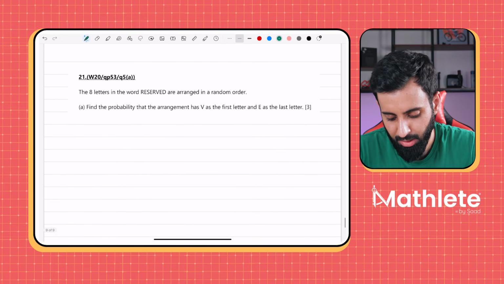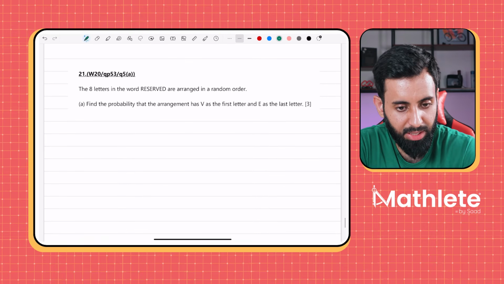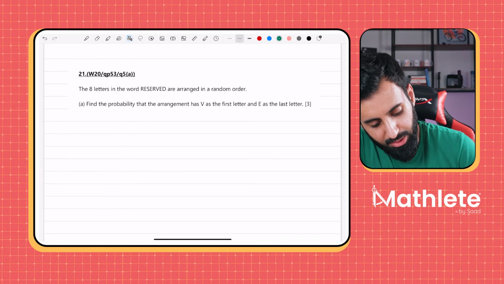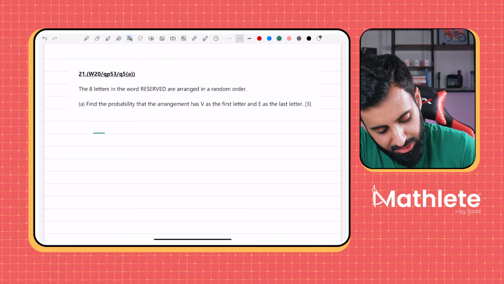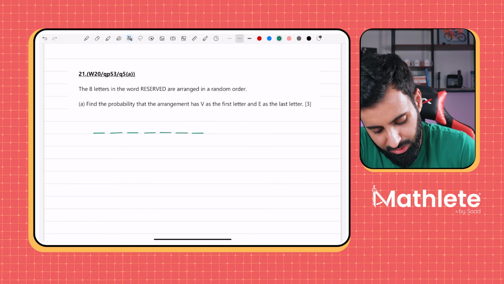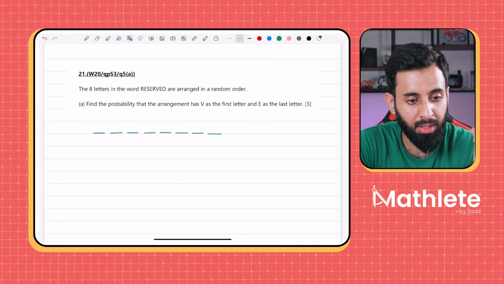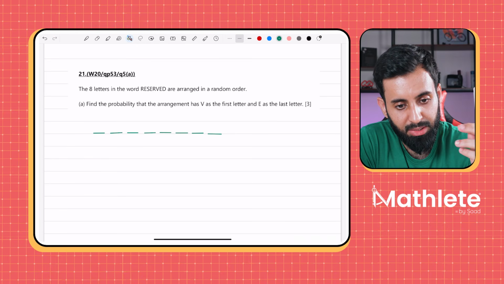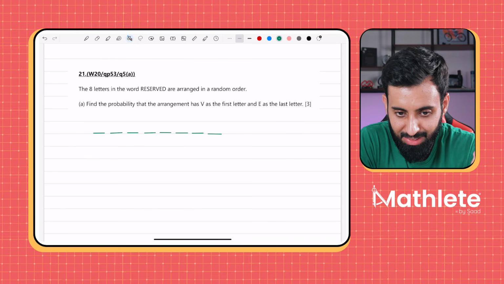Okay, now the last question. The reason why I have chosen to do this question is because this involves probability. So let's see what it says. The 8 letters in the word reserved. So let's start by making 8 blanks. 1, 2, 3, 4, 5, 6, 7, 8. Okay. Are arranged in a random order. Find the probability that the arrangement has V as the first letter and E as the last letter.